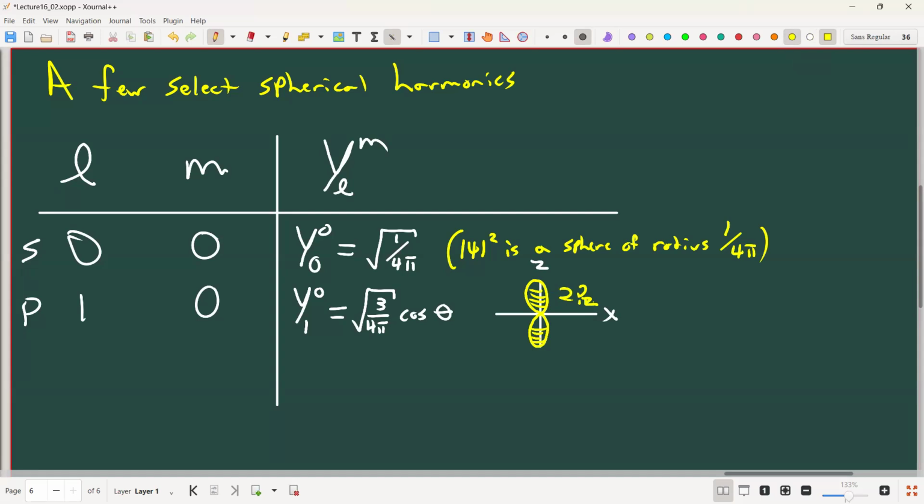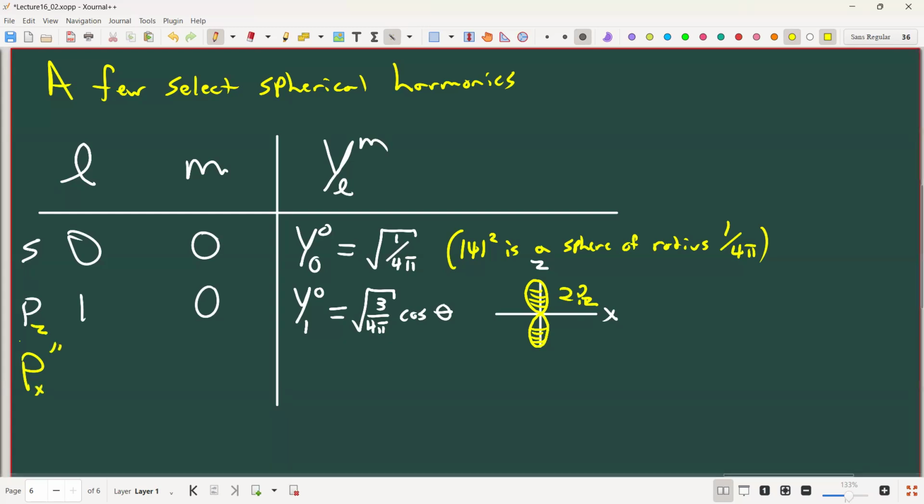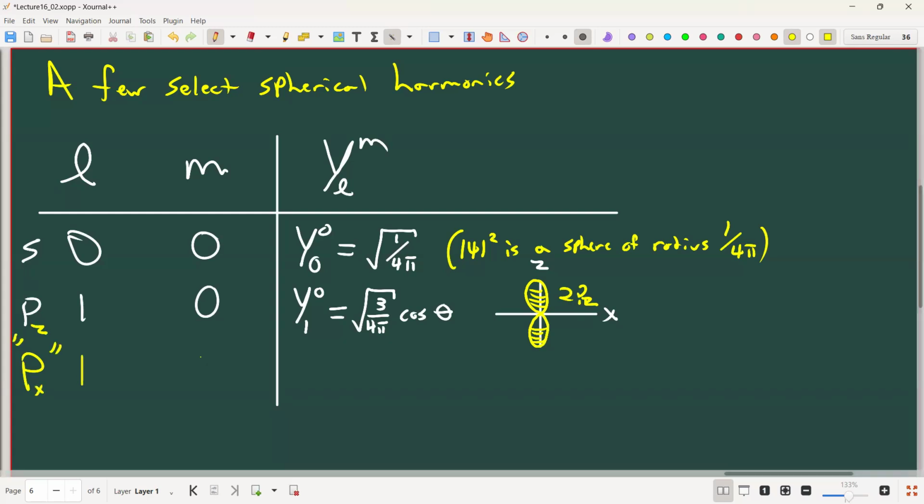Remember, phi is the angle that tells you about where you are in the xy plane. There's no phi dependence, so it has the same value for all phi's, meaning it's symmetric around xy. These are kind of like symmetric lobes that have the same value at every position on the xy plane. All right, so let's look at x and y, right? So the other two functions. This is pz. I'm going to write px in quotations here, which is the 1, 1 function.